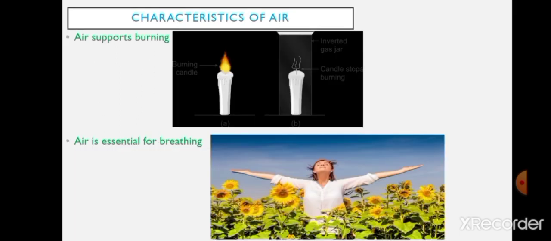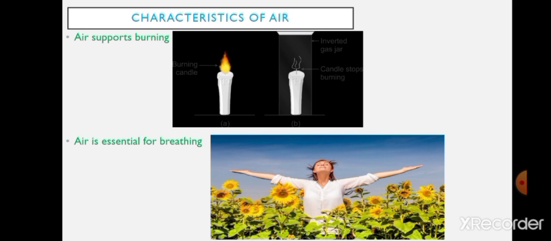Air supports burning. All right, when you light a candle using a matchstick, it will be burning. But once you take a glass and cover the candle which is burning, what happens? After a few seconds, the candle will go off, means it will not burn anymore. Why? Because air is needed for burning. Without air it cannot burn. So air supports burning.